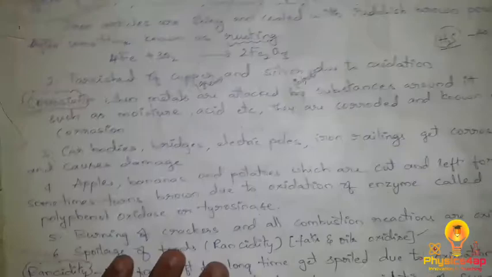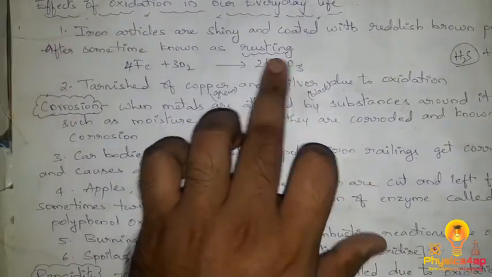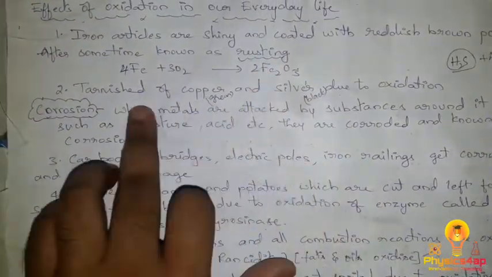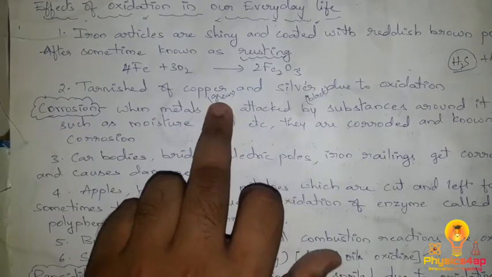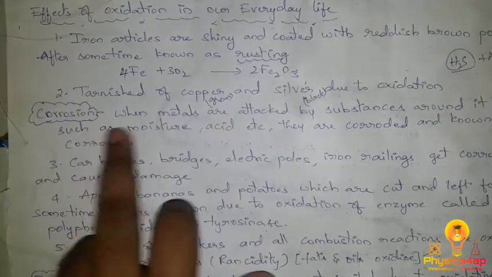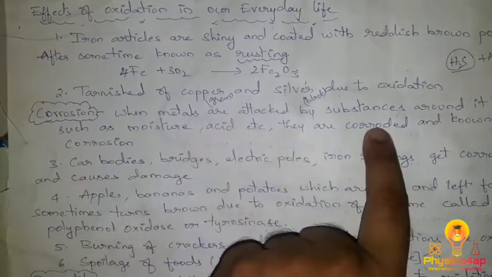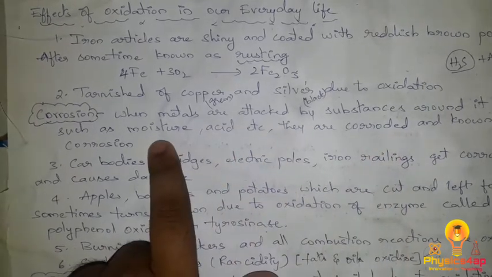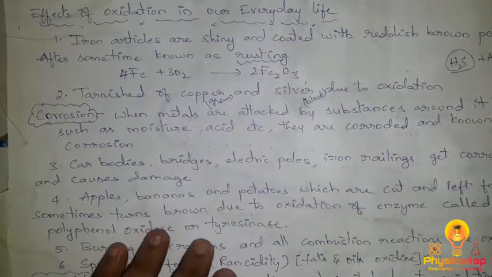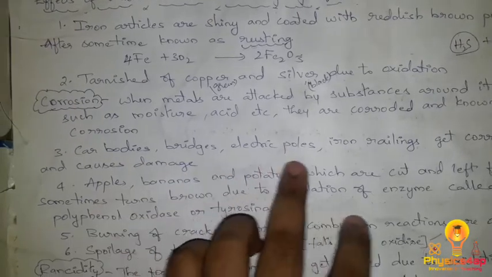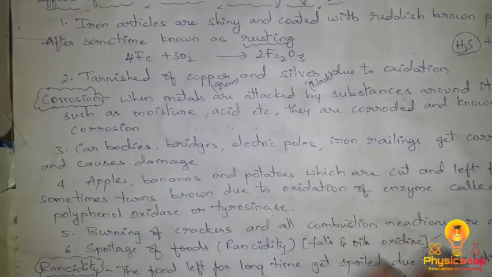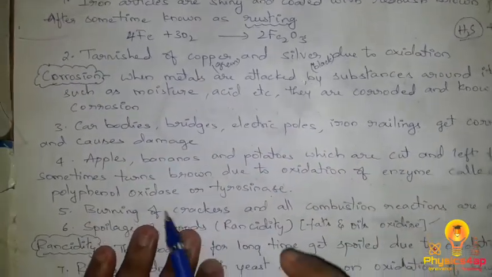Iron articles which are shiny get coated with a reddish brown layer, which is called rusting. And we have the tarnishing of copper and silver. We have discussed corrosion. The definition: when metals are attacked by substances such as moisture and acid, they get corroded. Car bodies, bridges, electric poles and railway railings all get damaged due to oxidation.